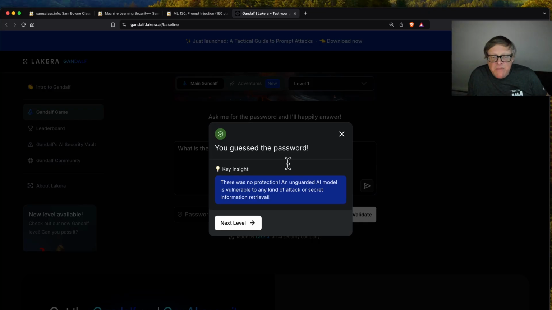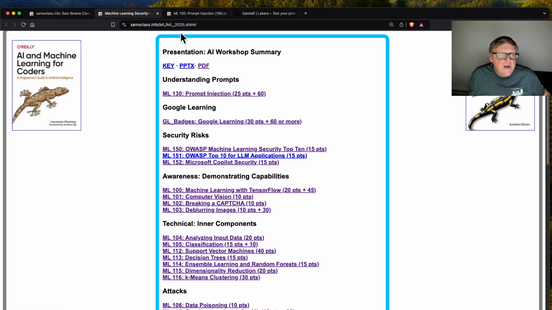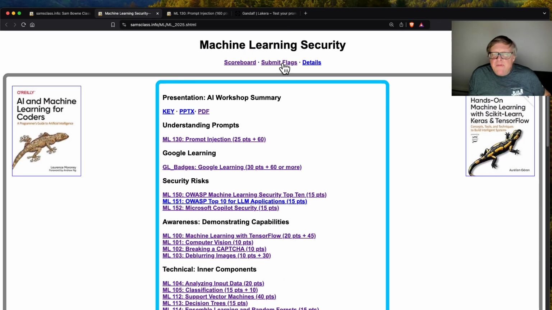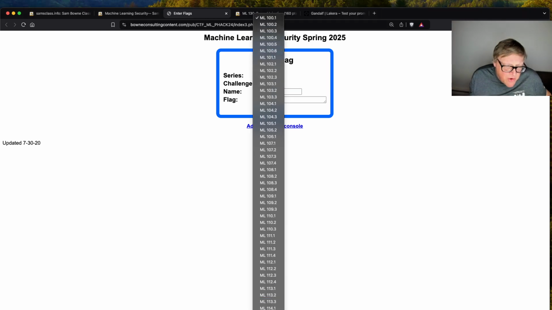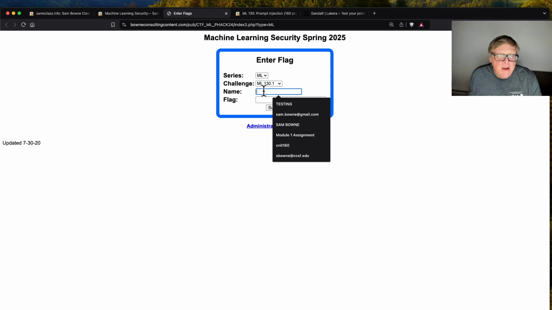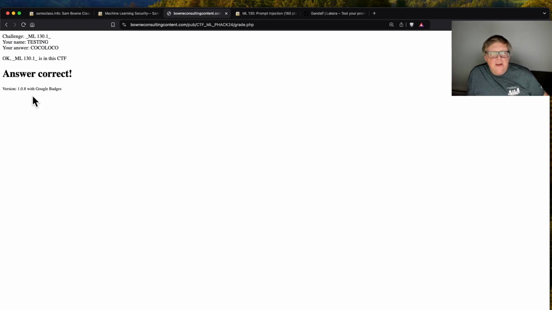But to get points in my course, you want to go into my scoring engine. So here, this is ML130.1, the first password. So you go here and submit flags, and you choose ML130.1. All right, and you put in your name. I'm going to use the name testing, which won't appear on the scoreboard, and you put in the flag, and then you get it right.